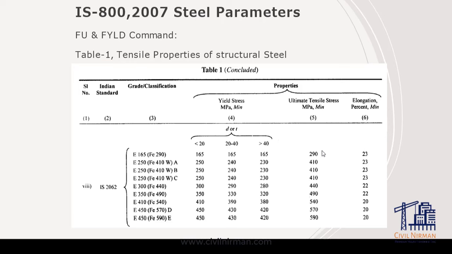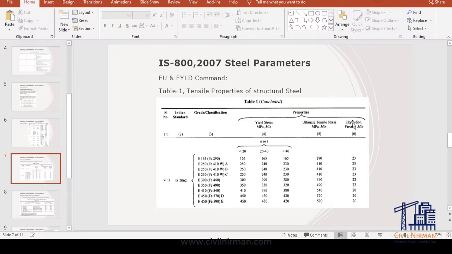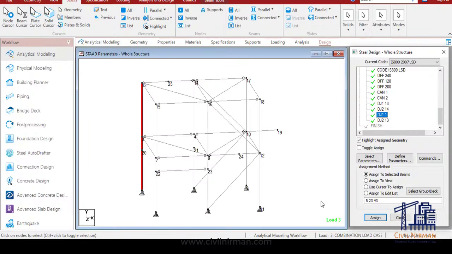selecting FYLD and FU. So considering E250 and assuming that our member is having thickness less than 20, that's the thickness of either flange or web of our member, we'll say my FYLD is 250 megapascal and my FU is 410 megapascal. So let's see how we assign them in our STAAD file.